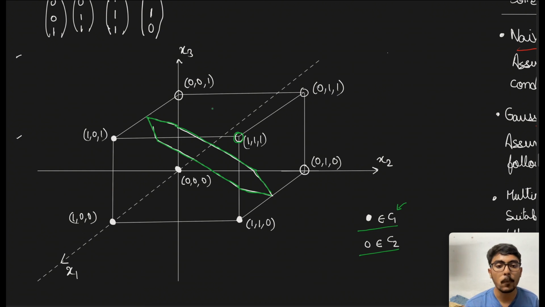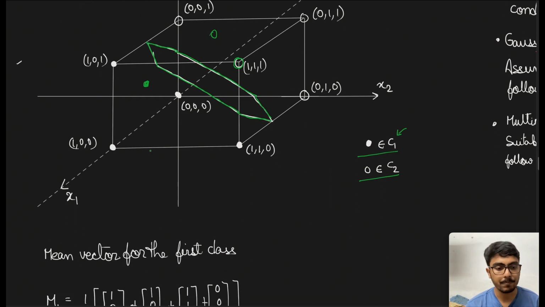So suppose a point lies here, that is on the above side of this or the back side of this, then we will say that it belongs to class 2, and if it lies here, it belongs to class 1. So I hope till now it's clear. Now let's move on to the next part.